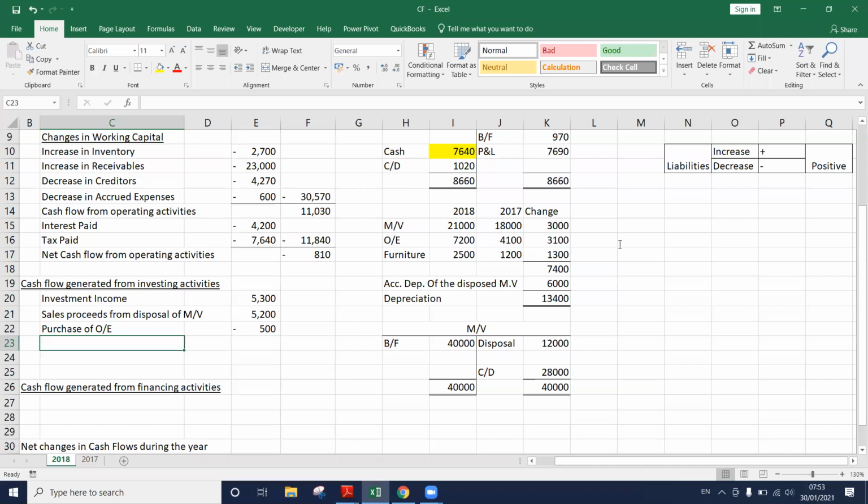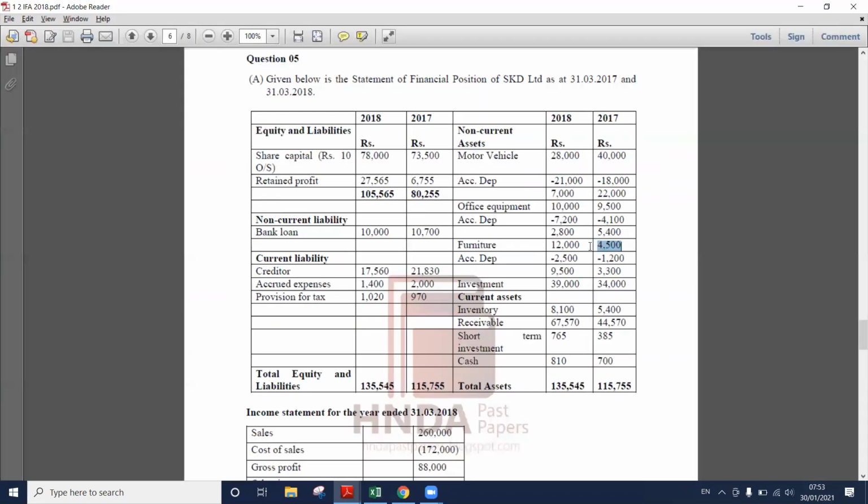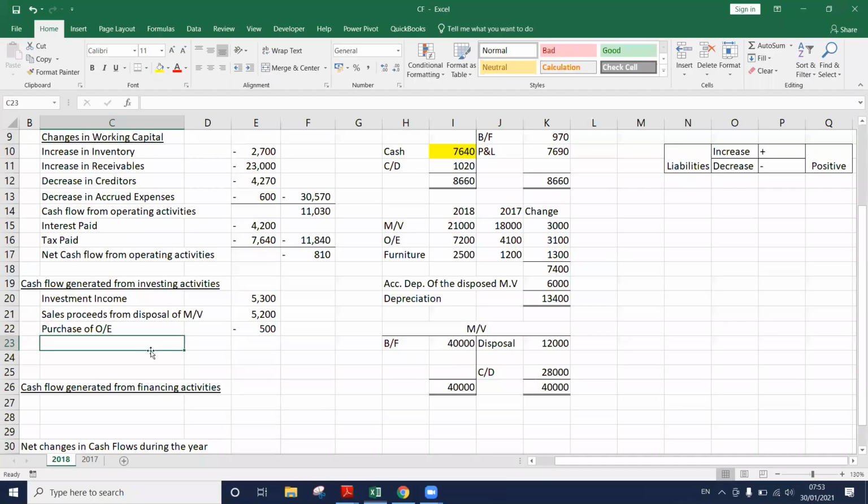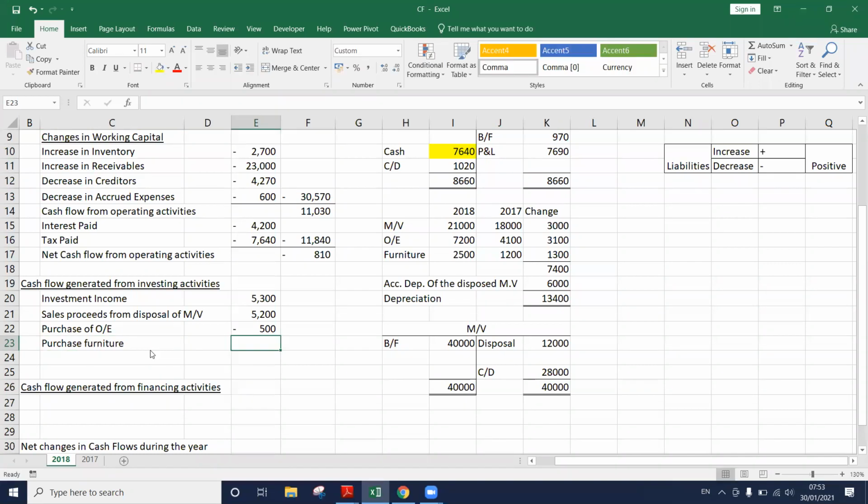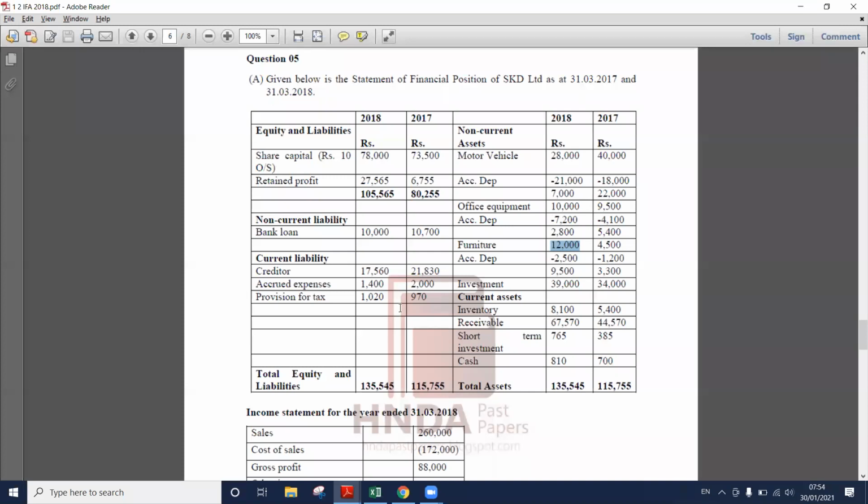Furniture, what has happened? At the beginning, we had only 4,500 worth of furniture. And at the end, we have furniture worth 12,000, right? Therefore, it means what? We have purchased furniture. Here, minus 7,500. Purchase kara kila kyani cash eliyata yana. Therefore, we need to deduct 7,500. Then what else?